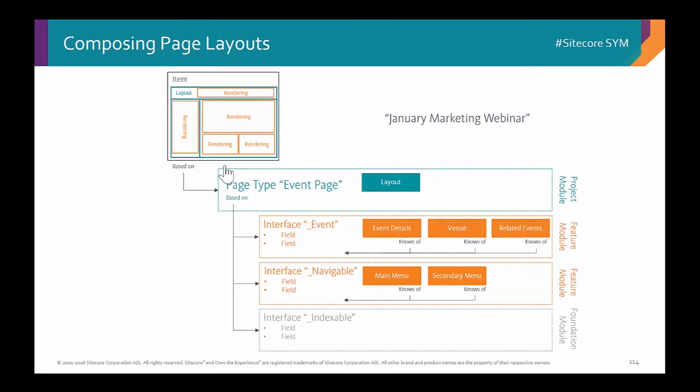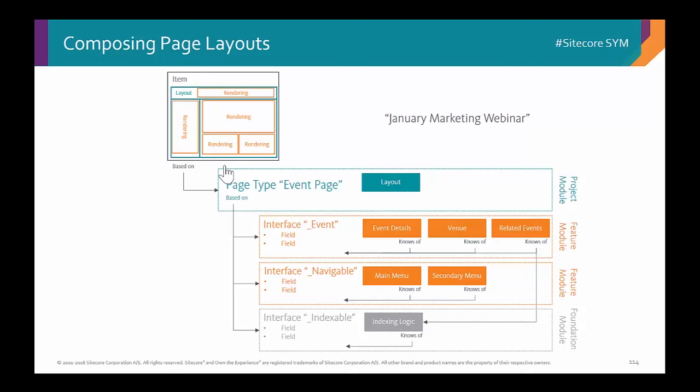Now the event renderings then know about the _event template. So they will know that they're an event. On the other hand, they have no idea whether they're shown on an event page or on a page that's navigable or not. Could be a pop-up window with just the event details.